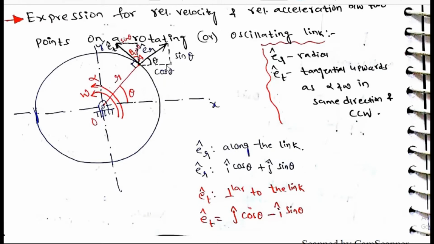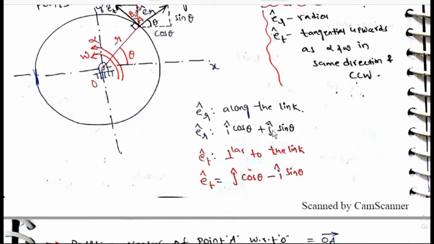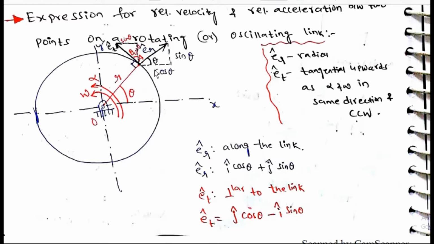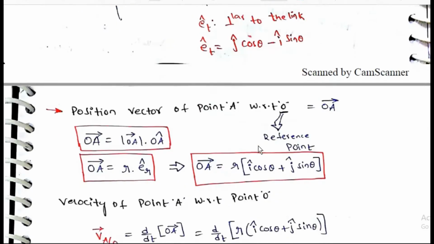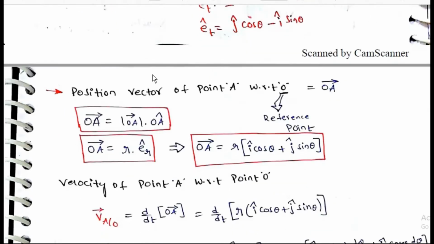ER cap is the radial direction, which is like this. ET cap is the tangential direction, which is like this. Tangential upwards has alpha and omega in the same direction, counterclockwise. ER cap is along the link: ER cap is equal to i cap cos theta plus j cap sin theta. ET cap is perpendicular to the link: ET cap is equal to j cap cos theta minus i cap sin theta.